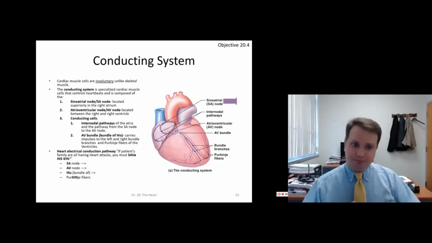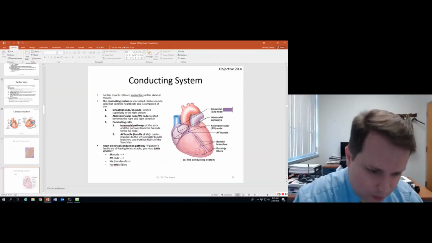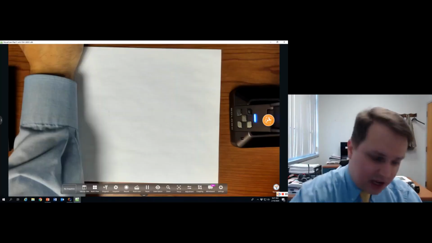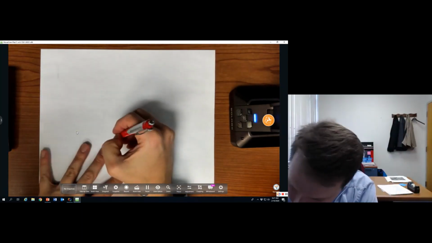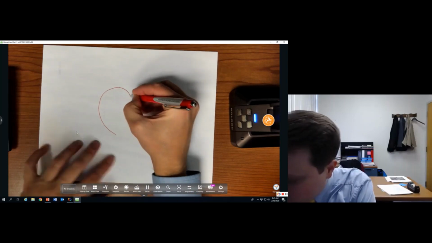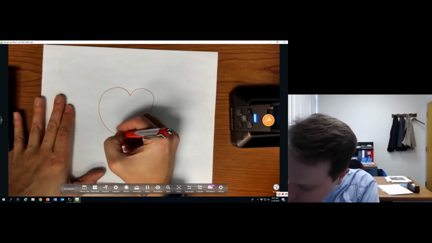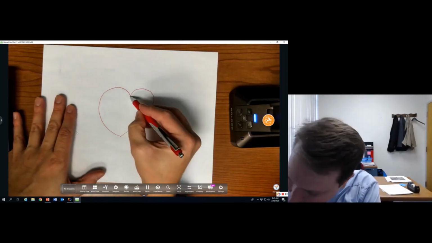But as we talk about this, what we want to do is help us understand the conducting system. To grasp the conducting system, I like to sketch it out. This is an important thing to know. You're almost guaranteed to see this on entrance exams.